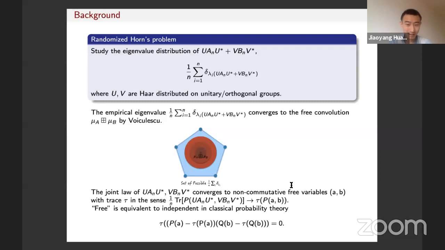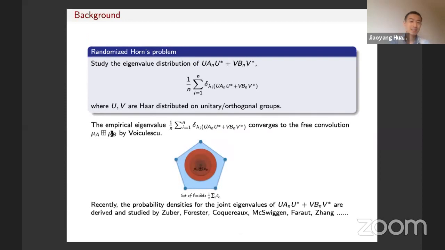And the freeness here is very similar to independence in classical probability theory. It just means that in the limit, if you take any polynomial P of A, subtract its mean tau(P(A)), and multiply by a polynomial Q of B, subtract its mean, then after taking the product, the expectation tau equals 0. If A and B are free in this sense, the law of their sum is given by this free convolution.